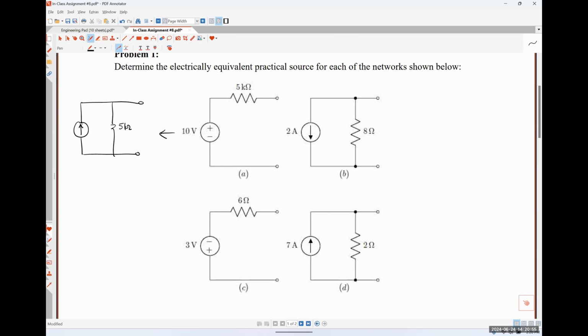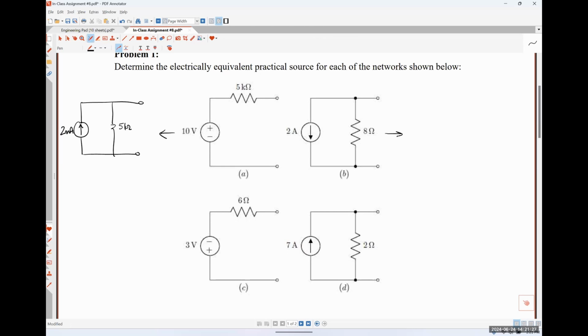What should the value of my current source be? Two. 2 watts. Units are important to me. Milliamps. Exactly right. So 10 volts divided by 5 kiloohms is going to give us 2 milliamps. Great job.